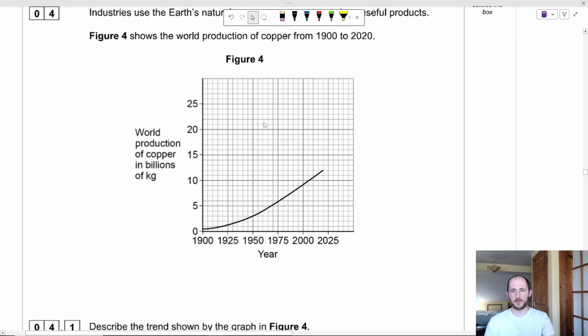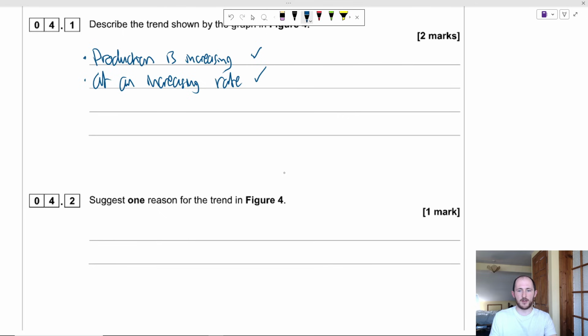Well, if you think about what's happening in the world, there's more and more people in it, and we have more and more products that use copper. So simply, increase in demand. You could also say increase in population, as I said originally, but either way, that would be it. You can also say that there's more uses for copper as well, if you'd like, because you use more electronics, which have copper wire inside them.